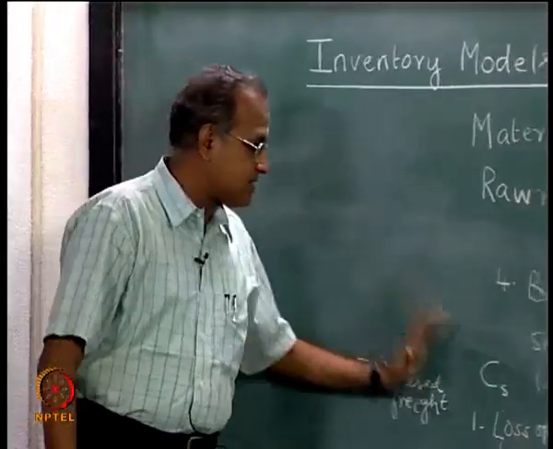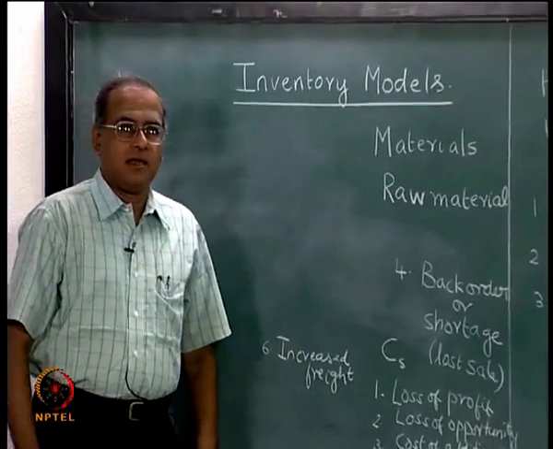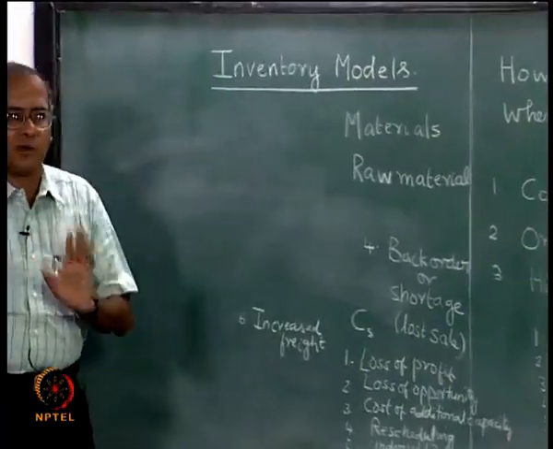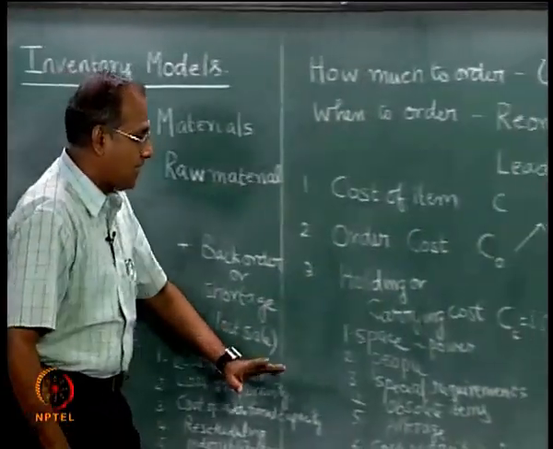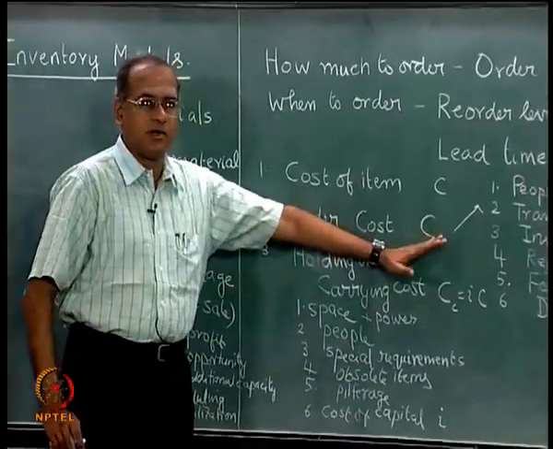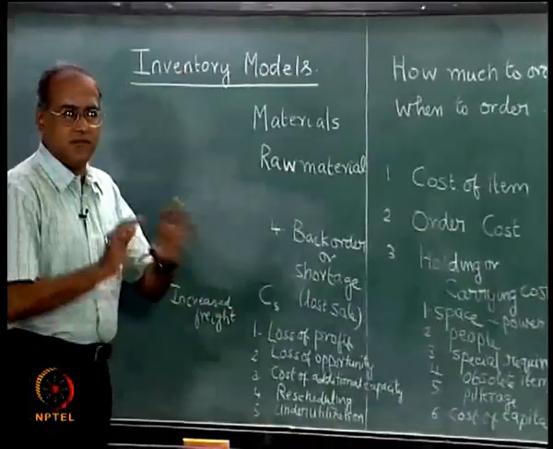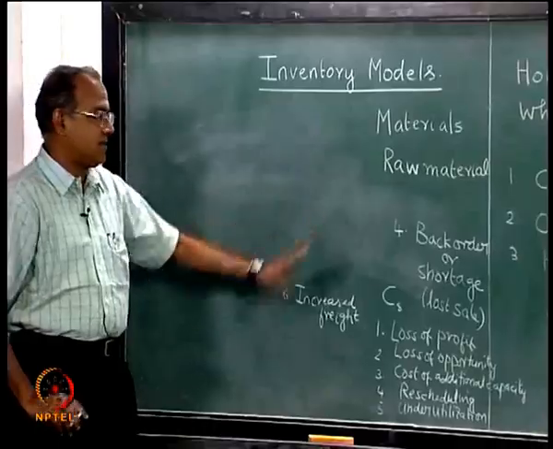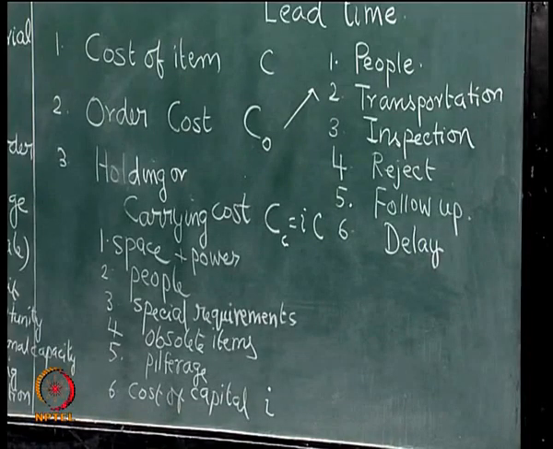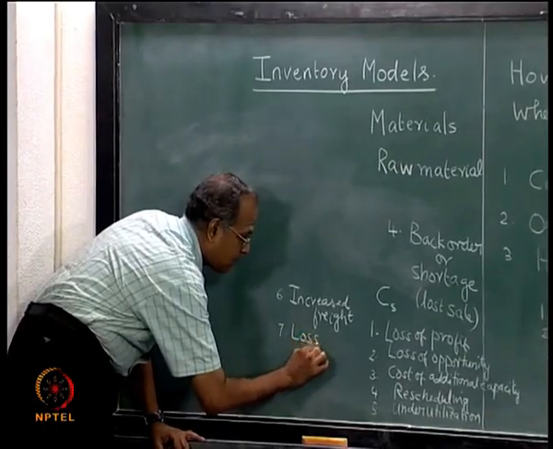Now, we have seen 6 different aspects of CS, but there is one most important one. Just as cost of capital is the most important one in CC, there is a very important component of this which is called loss of customer goodwill.